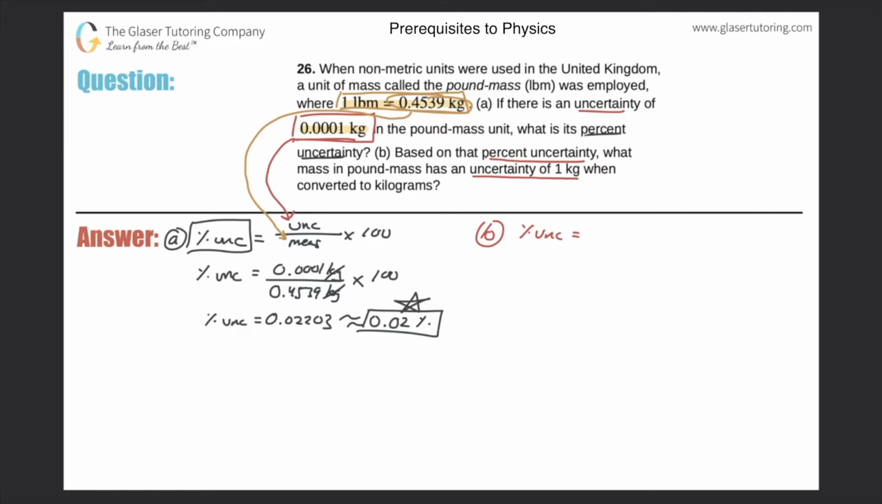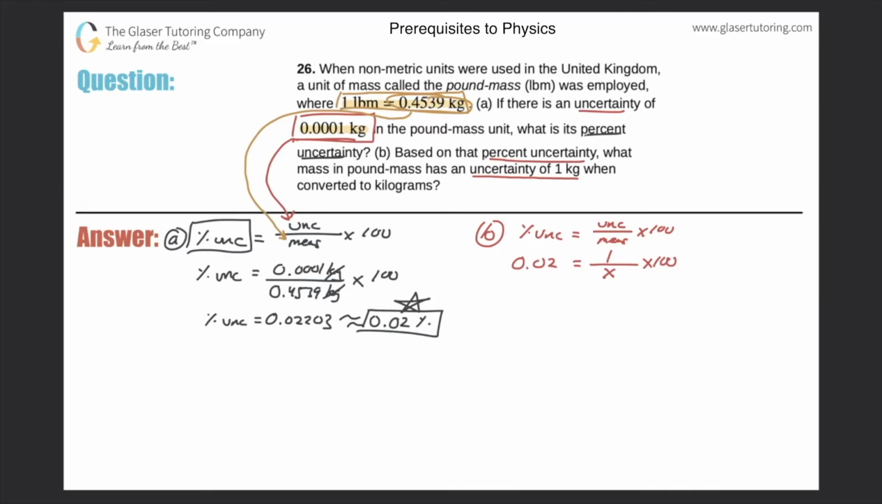So percent uncertainty is equal to the uncertainty found in the measurement divided by the measurement itself, multiplied by 100. So the percent uncertainty we just calculated, right? It said to use that percent uncertainty, so it's 0.02%. That will equal the uncertainty, which they gave us, was 1 kilogram. And they're asking what mass, right? So this is actually my x value, my measurement itself, multiplied by 100.